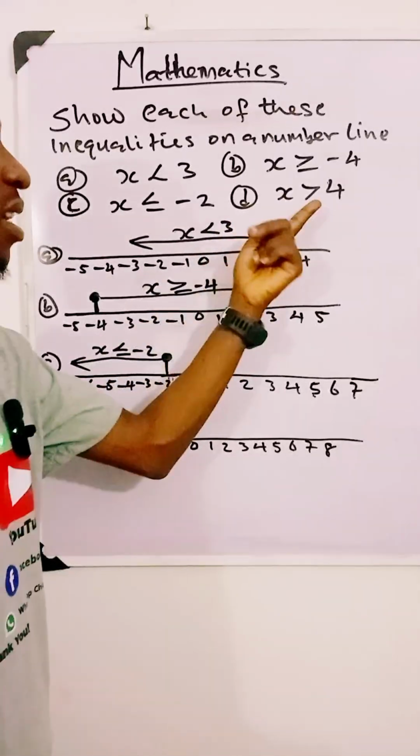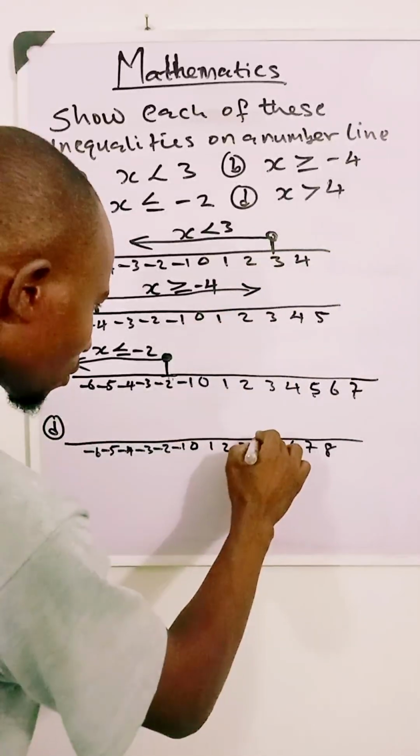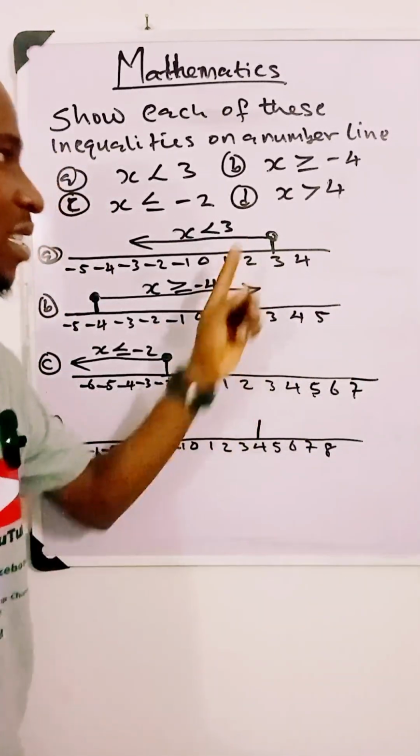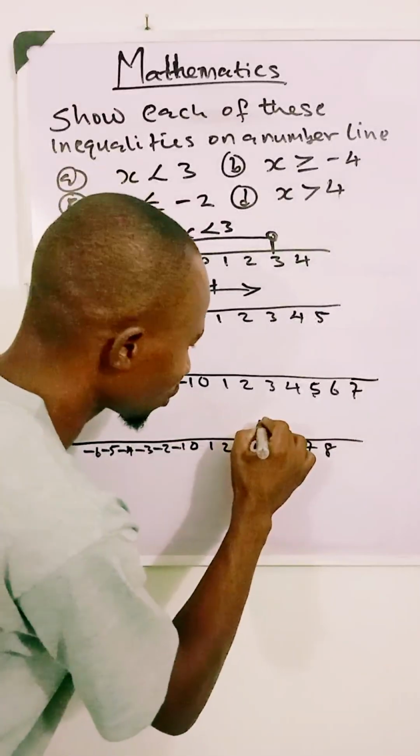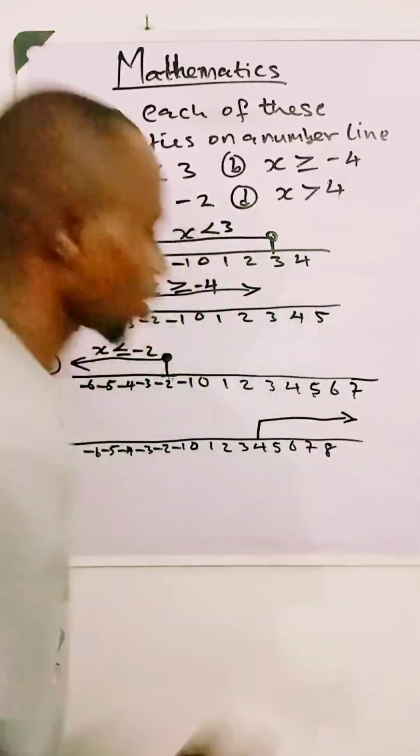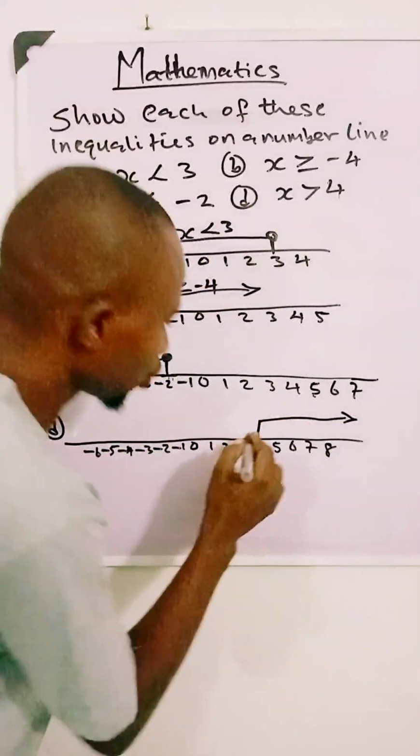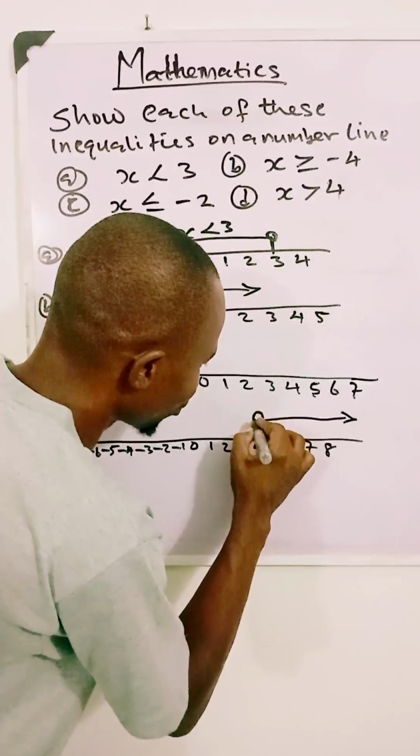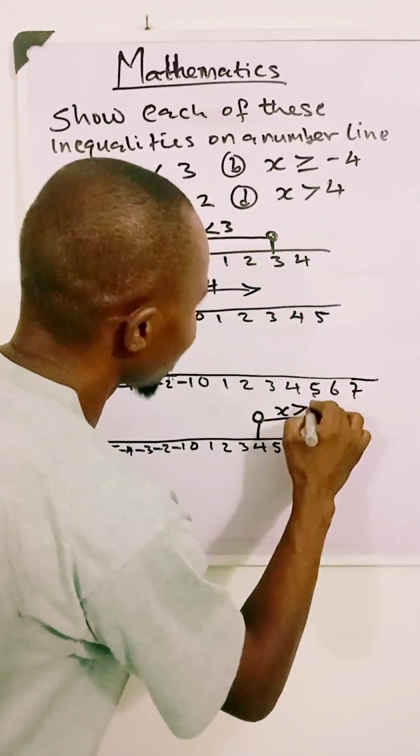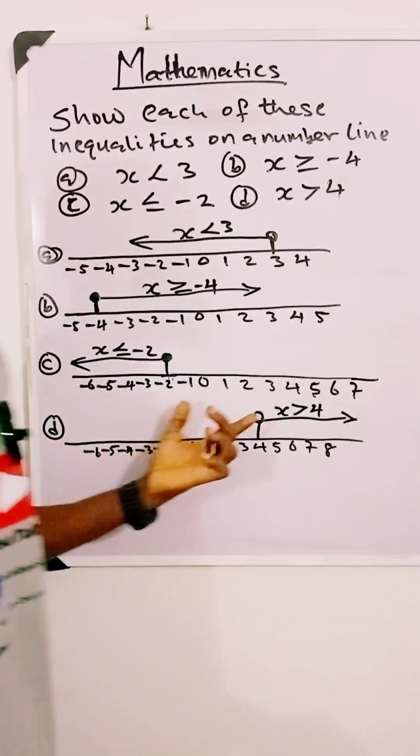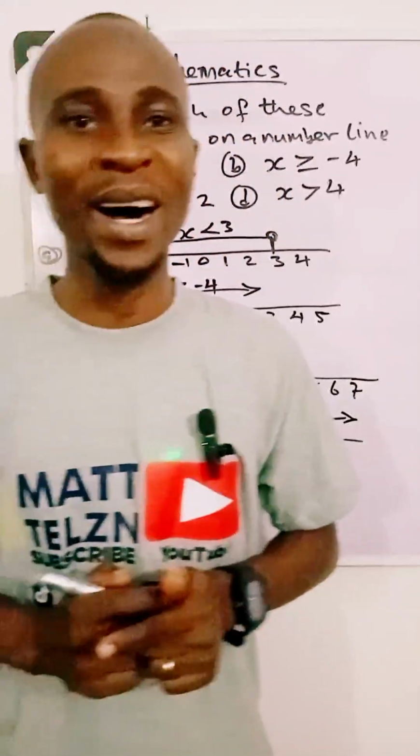The last one: x is greater than 4. So I'm going to pick my 4. The values of x are values that are greater than 4. So here, there are numbers that are greater than 4, so I'm moving in this direction. Put your arrow. What is going to happen here? I'm not going to shade because it's not equal to, so this is an open circle. So I have x greater than 4. This is how you represent your inequalities on a number line.